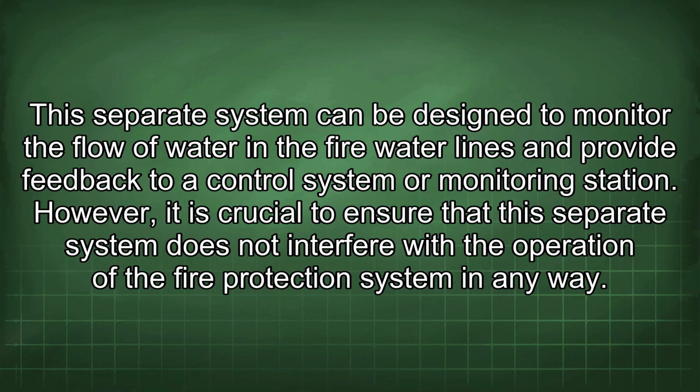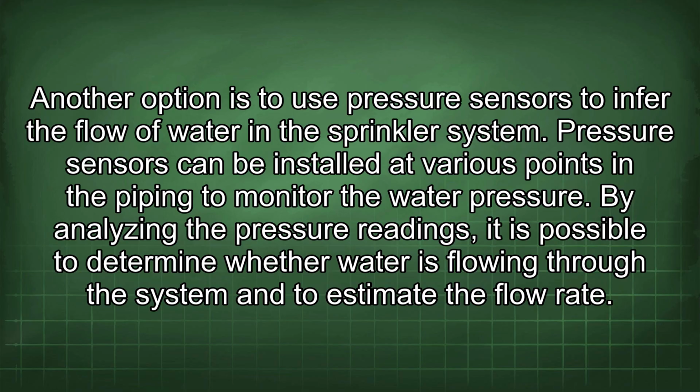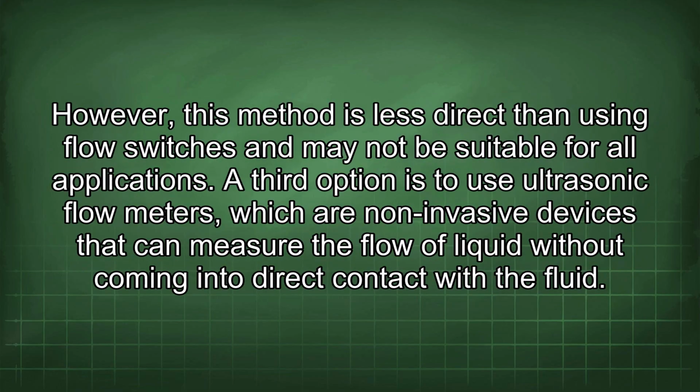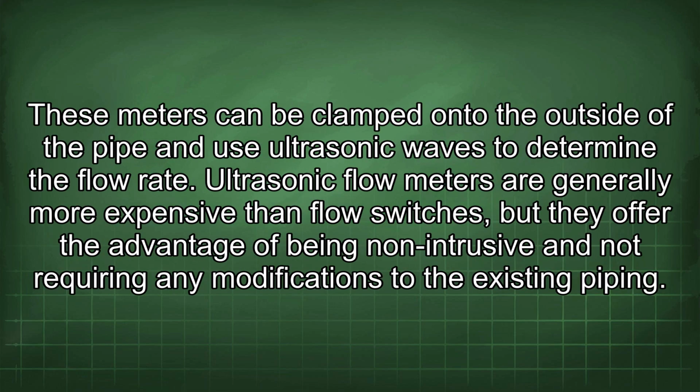Another option is to use pressure sensors to infer the flow of water in the sprinkler system. Pressure sensors can be installed at various points in the piping to monitor the water pressure. By analyzing the pressure readings, it is possible to determine whether water is flowing through the system and to estimate the flow rate. However, this method is less direct than using flow switches and may not be suitable for all applications. A third option is to use ultrasonic flow meters, which are non-invasive devices that can measure the flow of liquid without coming into direct contact with the fluid. These meters can be clamped onto the outside of the pipe and use ultrasonic waves to determine the flow rate.